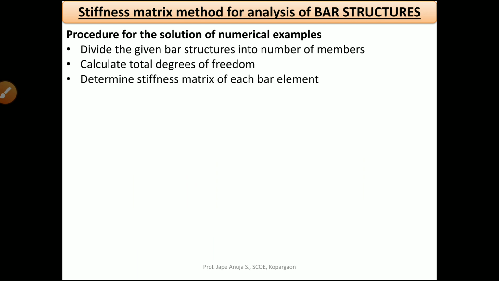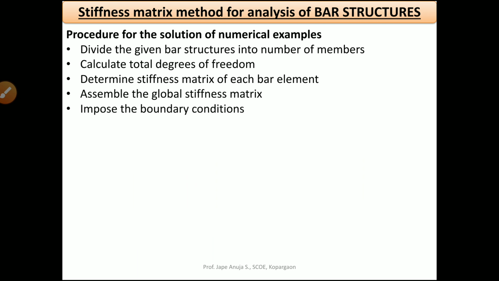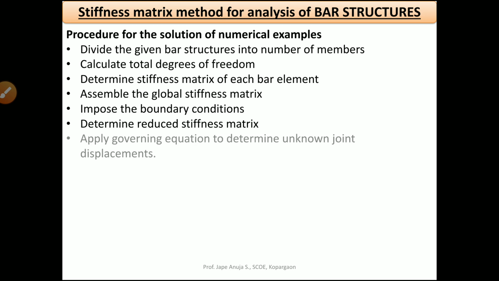From that you have to assemble the global stiffness matrix. To that global matrix, impose the boundary condition. After imposing the boundary condition, what we get is called the reduced stiffness matrix, which is the final stiffness matrix for the whole global structure. Then apply the equation of equilibrium, K delta equal to F, where K is the reduced stiffness matrix, delta is the unknown joint displacement, and F is called the nodal load vector. This procedure will be applied to the bar structure for the numerical example in the next video.